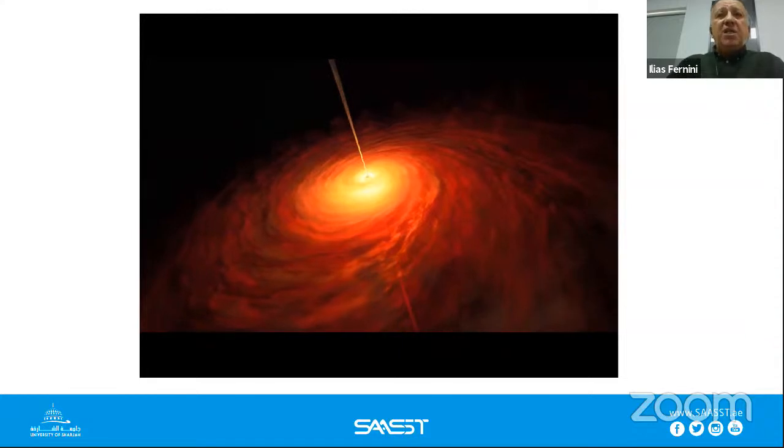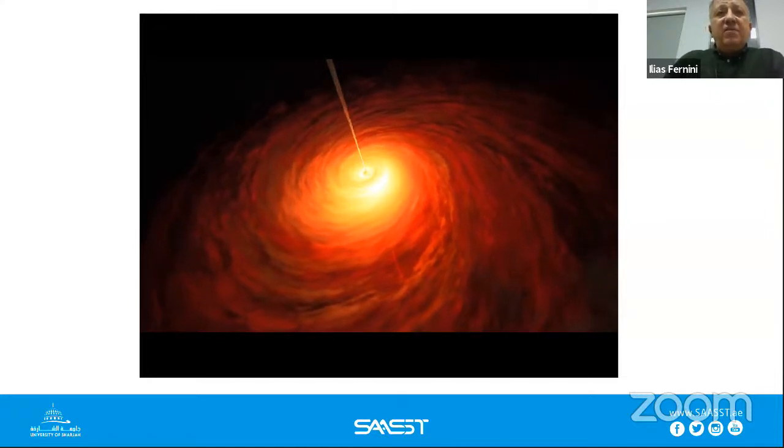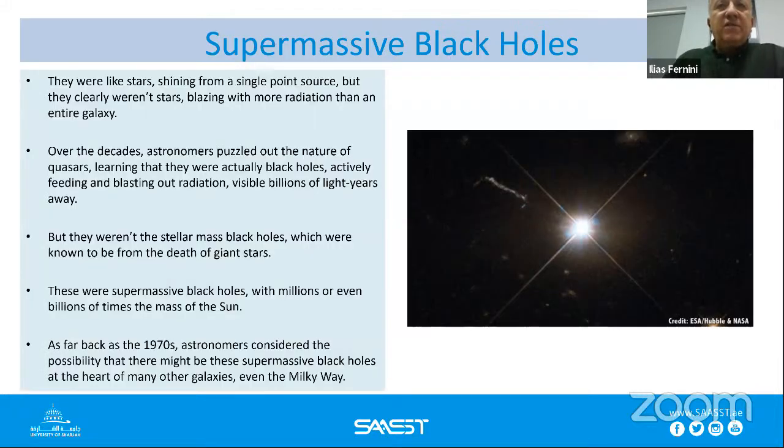This is just an example of a supermassive black hole. This is just a simulation of what we call M87, this very well-known galaxy in the Virgo cluster. It is the one that 2 years ago we were able to get a look at its supermassive black hole. So these quasars appear like stars, like a single point source, but they are not stars because they do emit more energy than the entire galaxy. So over the years, using several systems, several telescopes, we tend to understand what these quasars are.